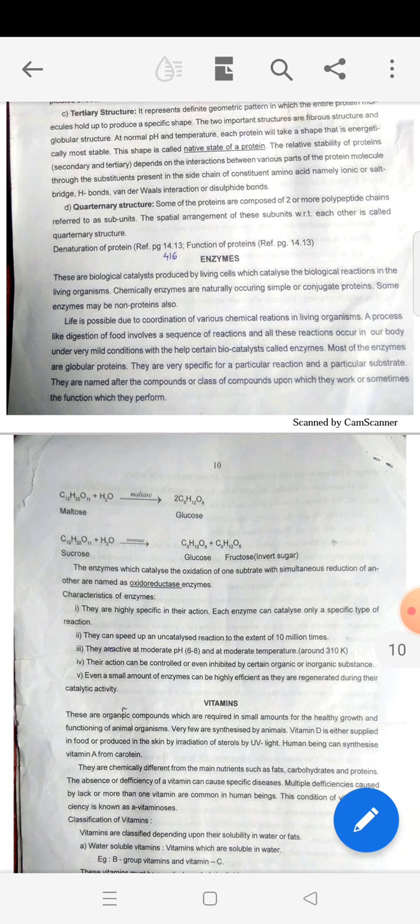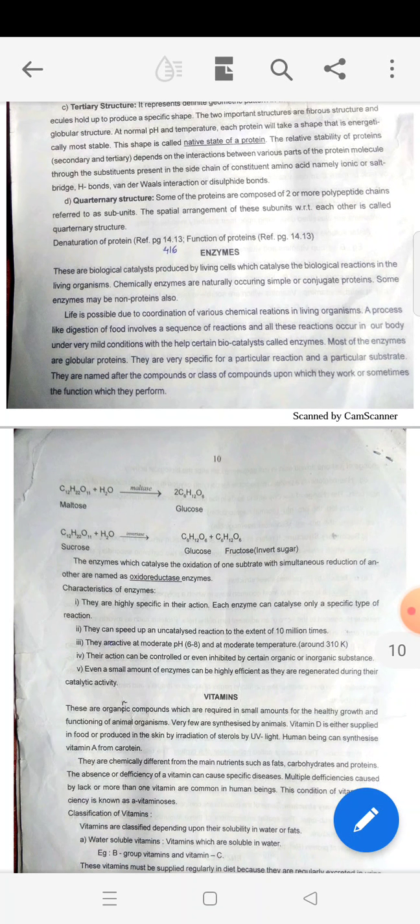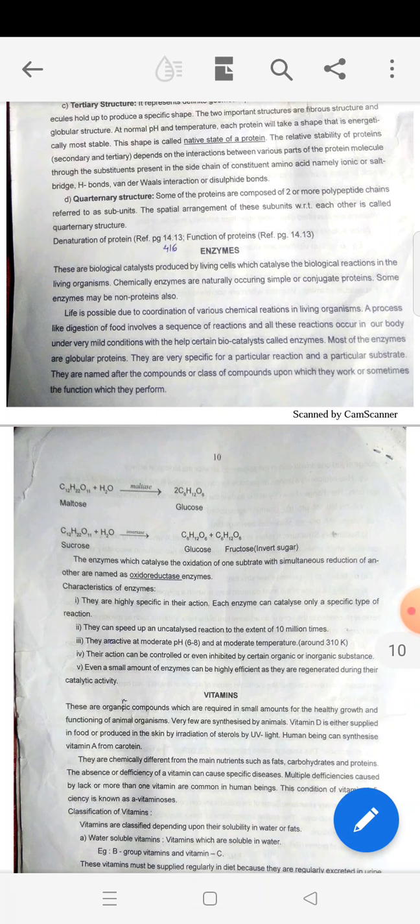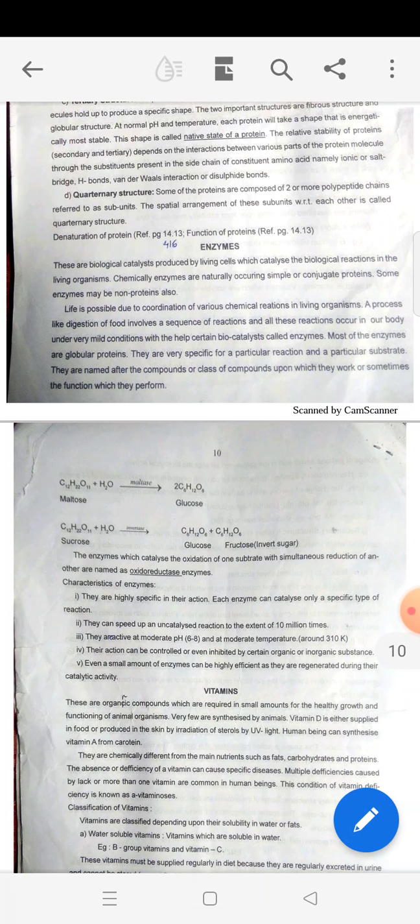Most of the enzymes are globular proteins, meaning they are soluble. They are very specific for a particular reaction. That is something very important. As every lock has a particular key, every substrate in our body has a particular enzyme. So it is very much specific. You must have done the lock and key theory in the chapter on surface chemistry. Enzymes are named after the compounds or class of compounds upon which they work, or sometimes after the functions which they perform.